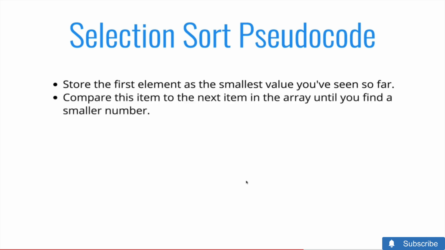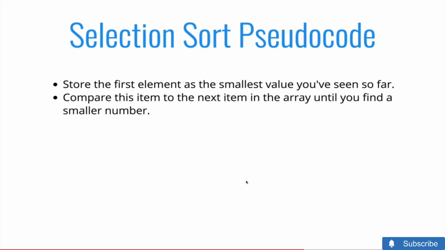Then what we do is we go through and we compare it to the next item. If that next item is smaller, now we update the value of the minimum variable to be that next item. And if it's not smaller, we keep going. And if we at any point find a new smaller value, we save that to the minimum.